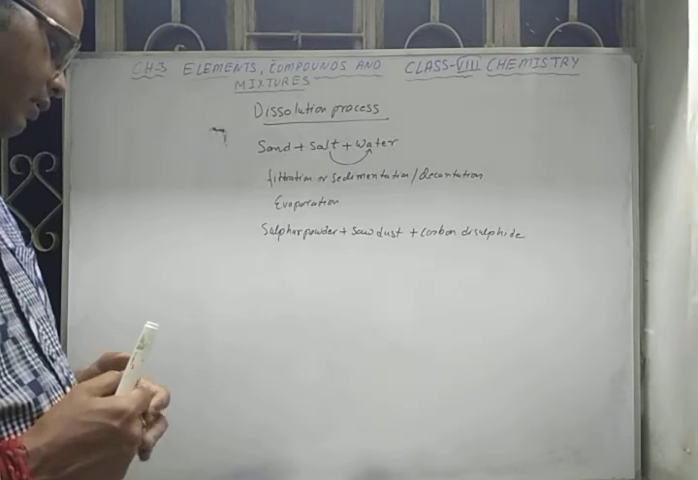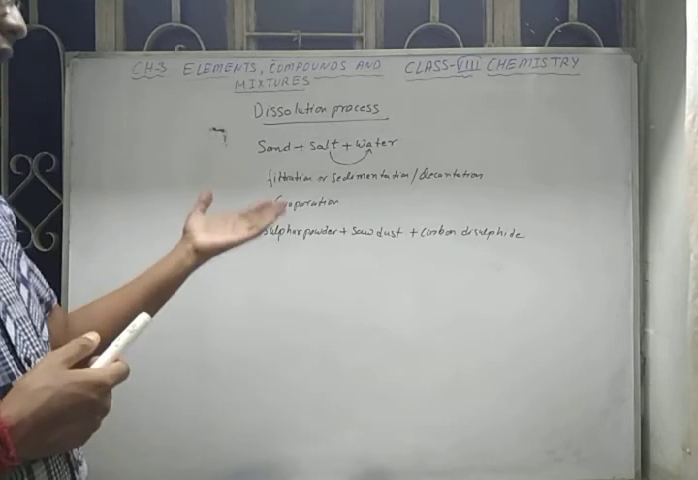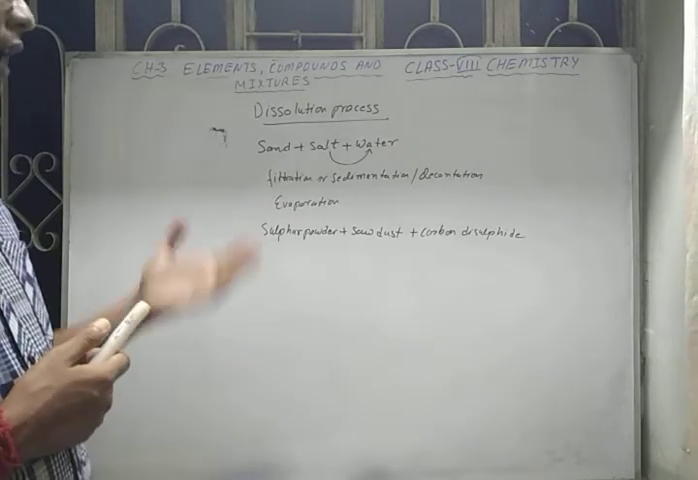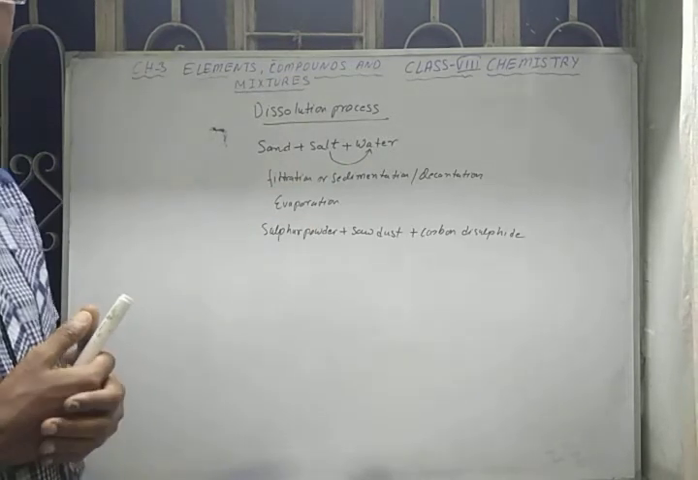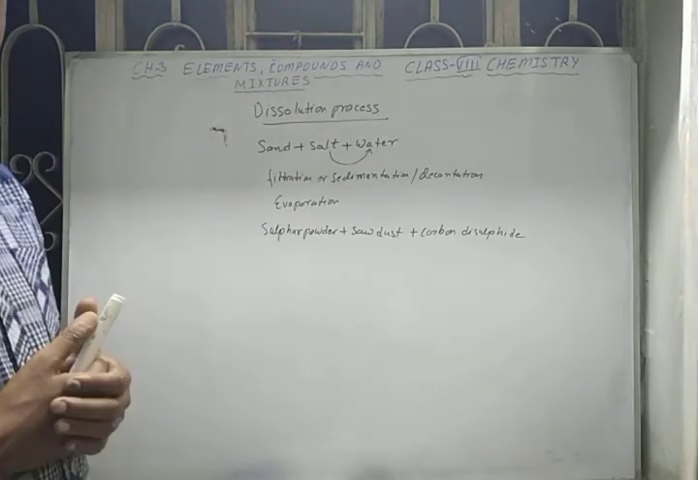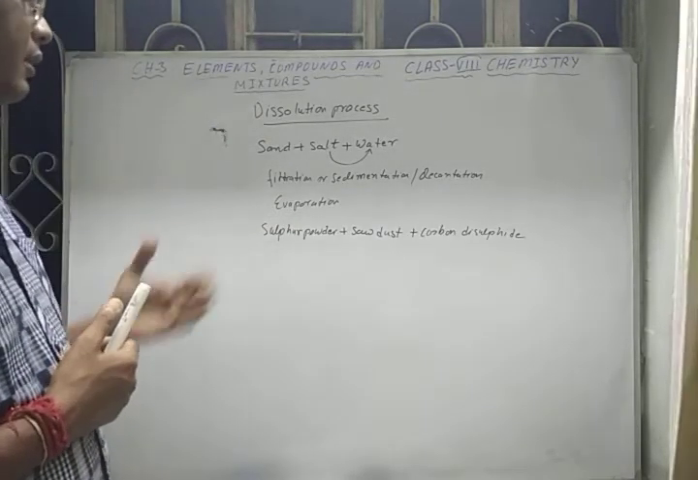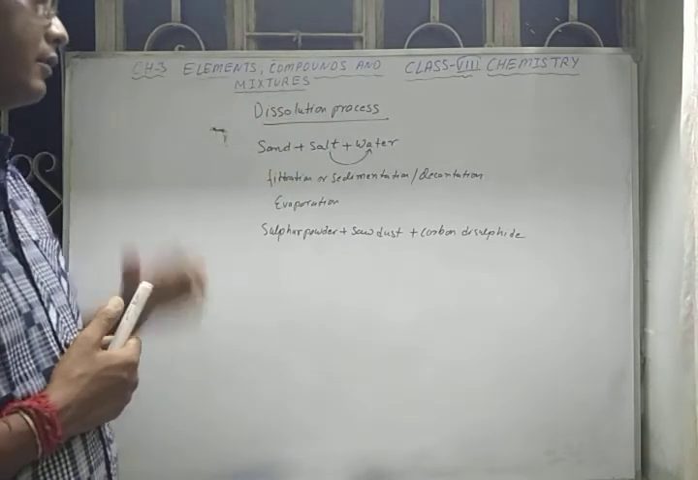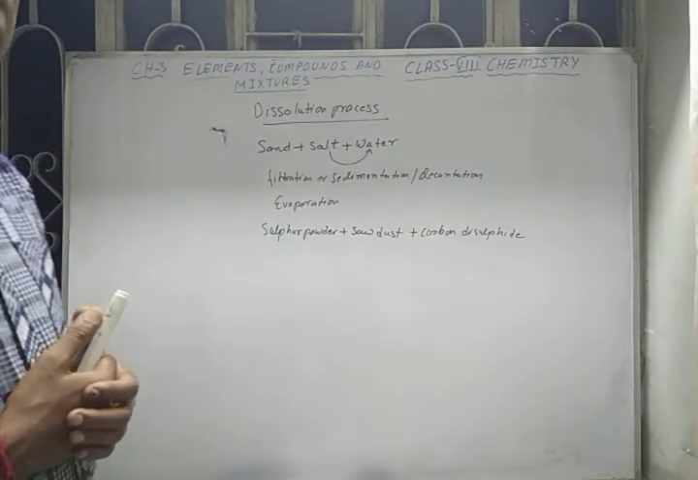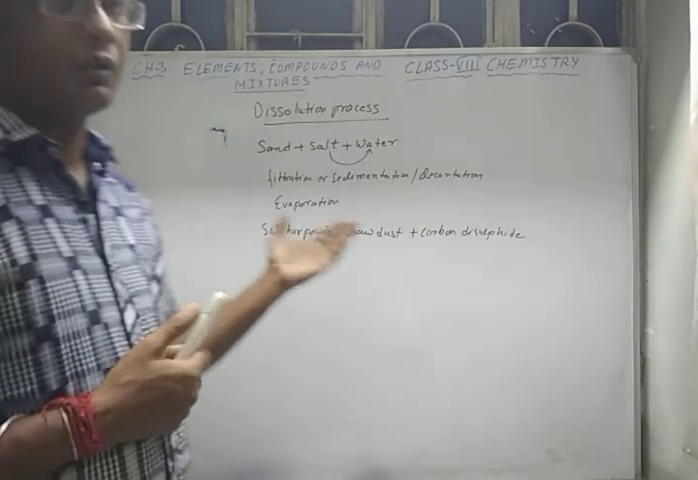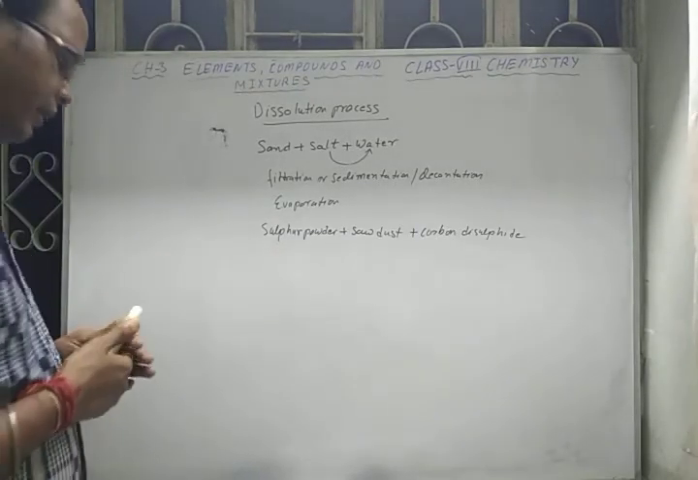To get the sawdust, we can follow the filtration method. We can easily separate the sawdust from the solution. After that, we follow the evaporation process. When you evaporate, the carbon disulfide will evaporate and the sulfur powder will be left behind. For the first example, we used water as a solvent, and in the second example, we used carbon disulfide as a solvent. After that, we follow one or two methods to separate the components. This is called the dissolution method.